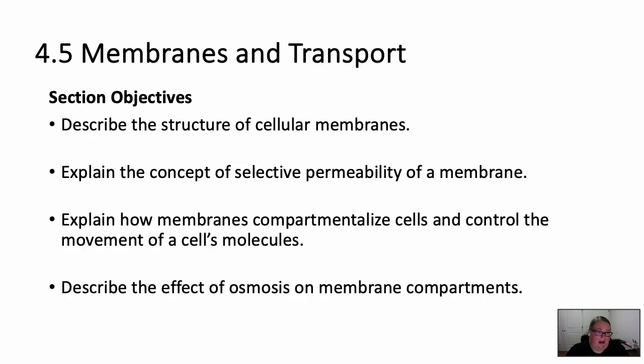For section 4.5, our objectives are: we're going to be able to describe the structure of cellular membranes. We're going to be able to explain the concept of selective permeability when we talk about membranes. We're going to talk about how membranes compartmentalize, or break down the cell into different parts, and control the movement of molecules in the cell. And then we're going to be able to describe osmosis and the effect that it has on membrane compartments.